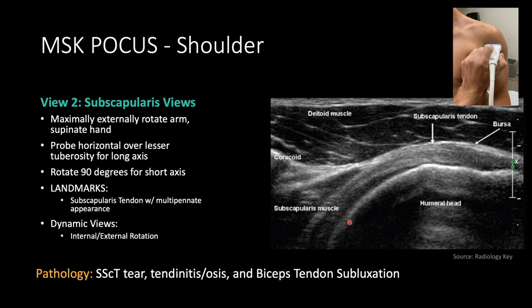And we're not seeing a good view of that in this particular image, but if you have a subscapularis tear, you have a higher risk of there being ability for that biceps tendon to then sublux out of the bicipital groove and cause issues. And so this is how you would evaluate the subscapularis.